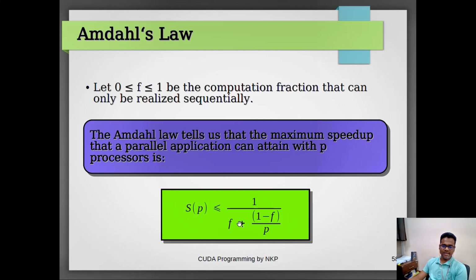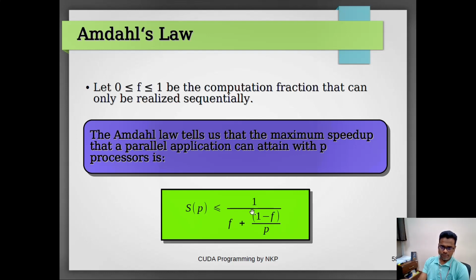In reality, when we write any program, there will be some components related to communication and some related to synchronization, and there are some instructions in your program that cannot be executed in parallel. So there will always be some portion that has to be executed sequentially, and that's the reason your speedup will always be less than your total number of cores. In short, as per Amdahl's law, the maximum speedup that a parallel application can attain with p processors is p.